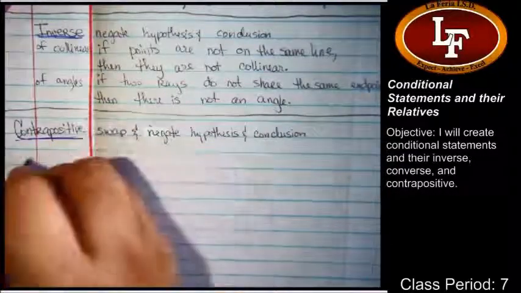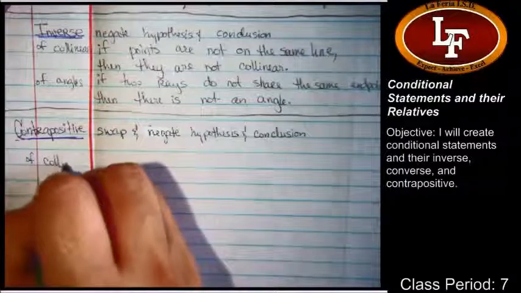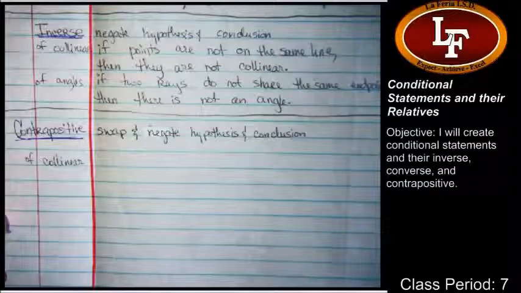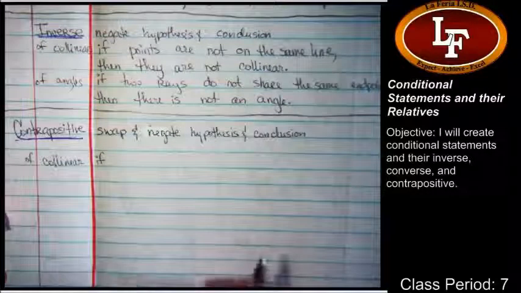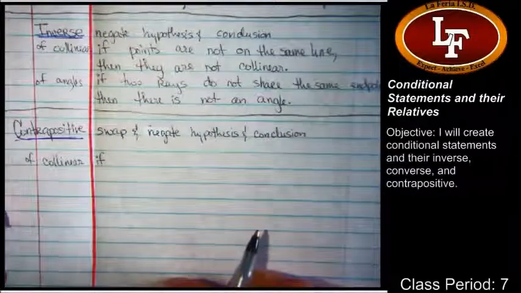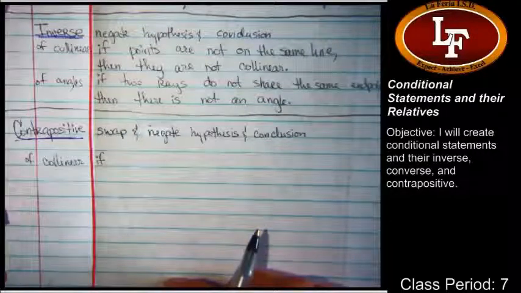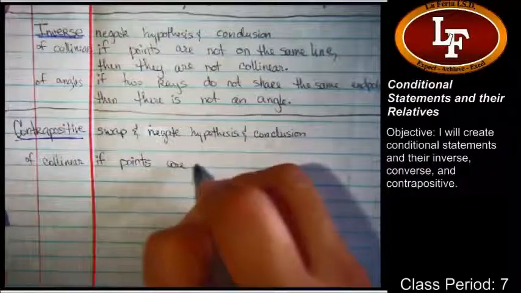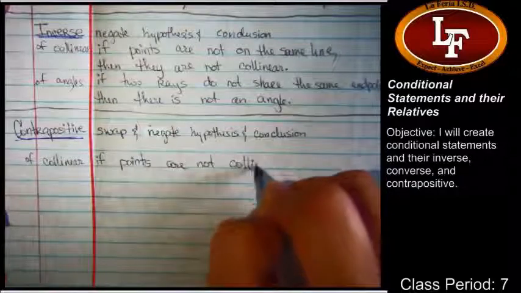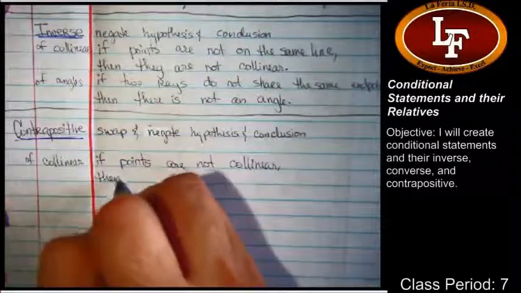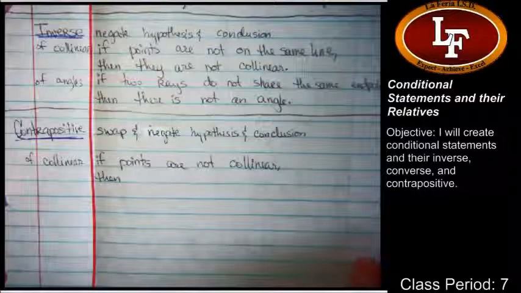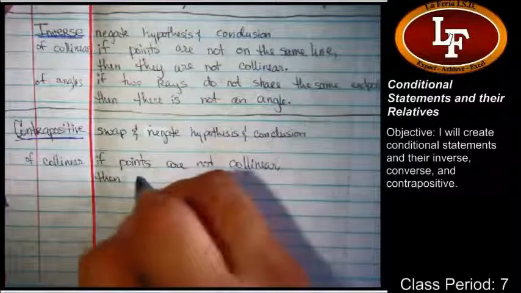All right, let's look at collinear. Let's look at the conditional statement for collinear. We have to swap them. So since we're getting ready to write the hypothesis, we need to look at the conclusion. What was the conclusion? They are collinear. We have to negate it. They are not collinear. And the they we're talking about was points. If points are not collinear, all right, what was the original hypothesis? Points are on the same line. Now we have to negate it. Yeah, they're not on the same line.